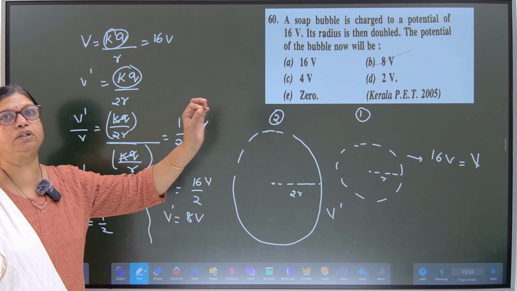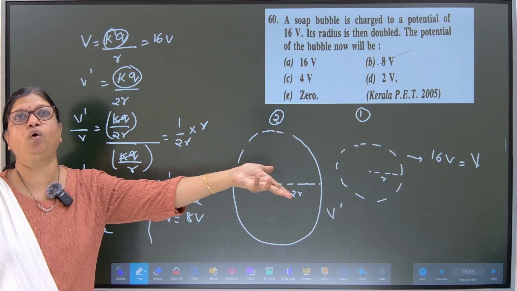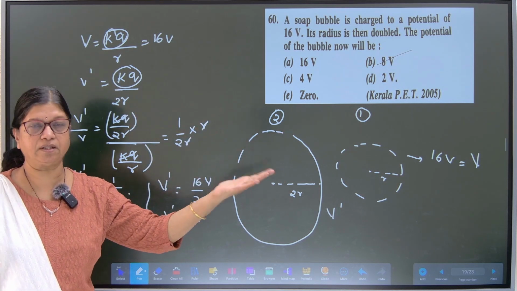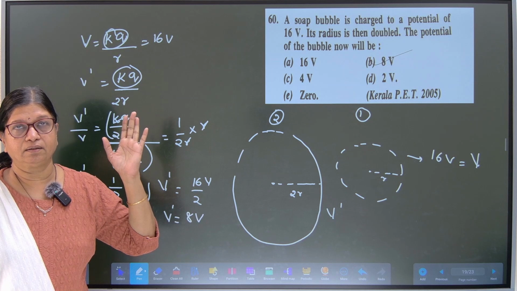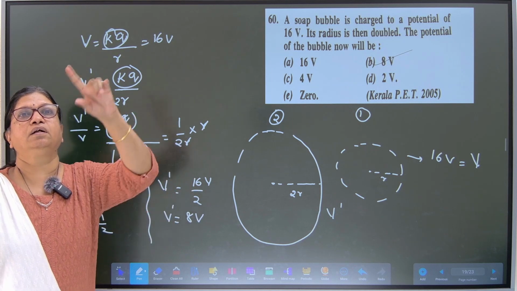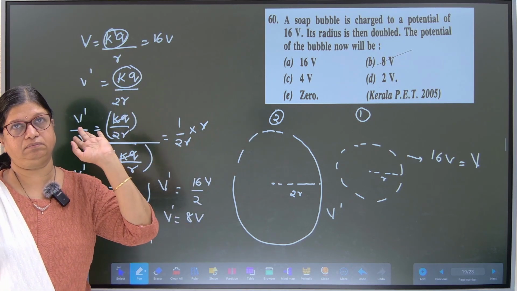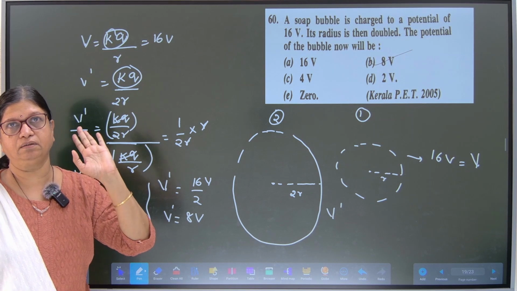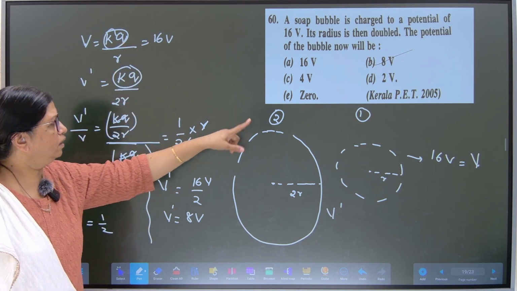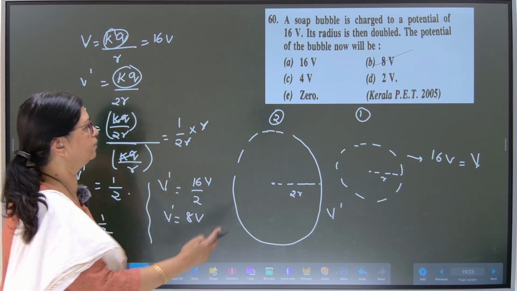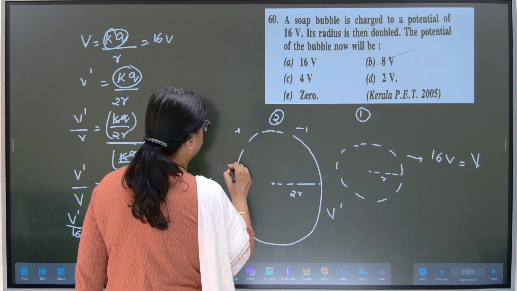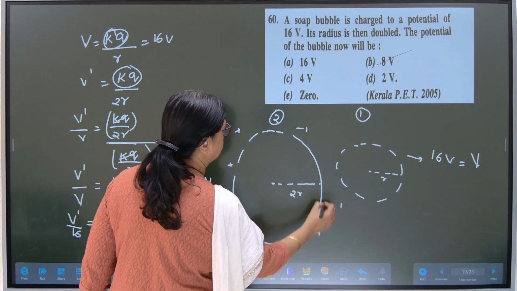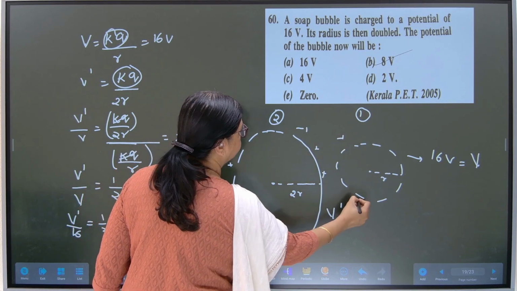Potential depends upon the distance from the point to the charge. We know any bubble can be considered as a shell, so the shell has a charge residing on its surface. That we have to consider. Correct? So this Q is on the surface of the bubble, which is the same for both. They didn't mention it, which means it is understood to be the same.